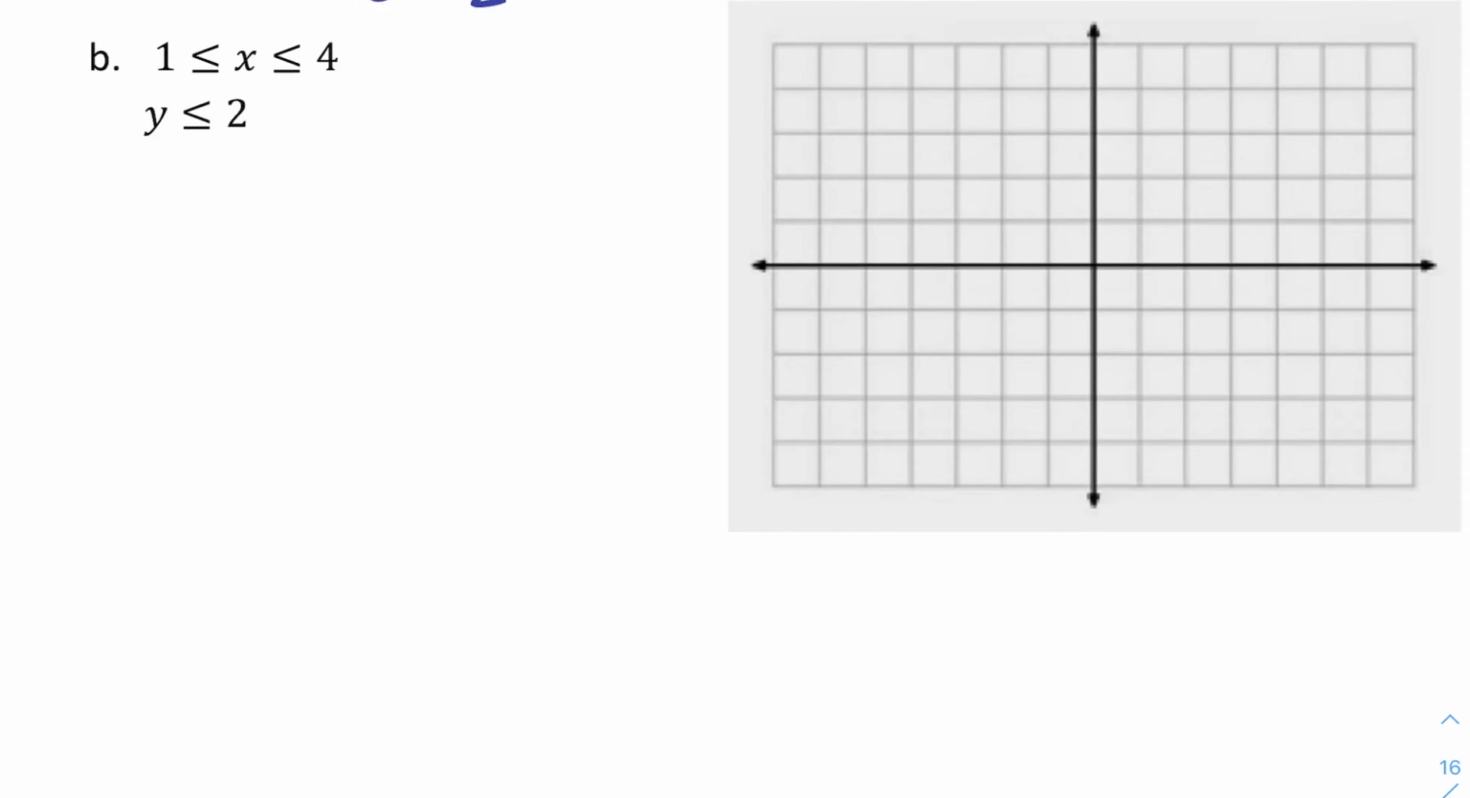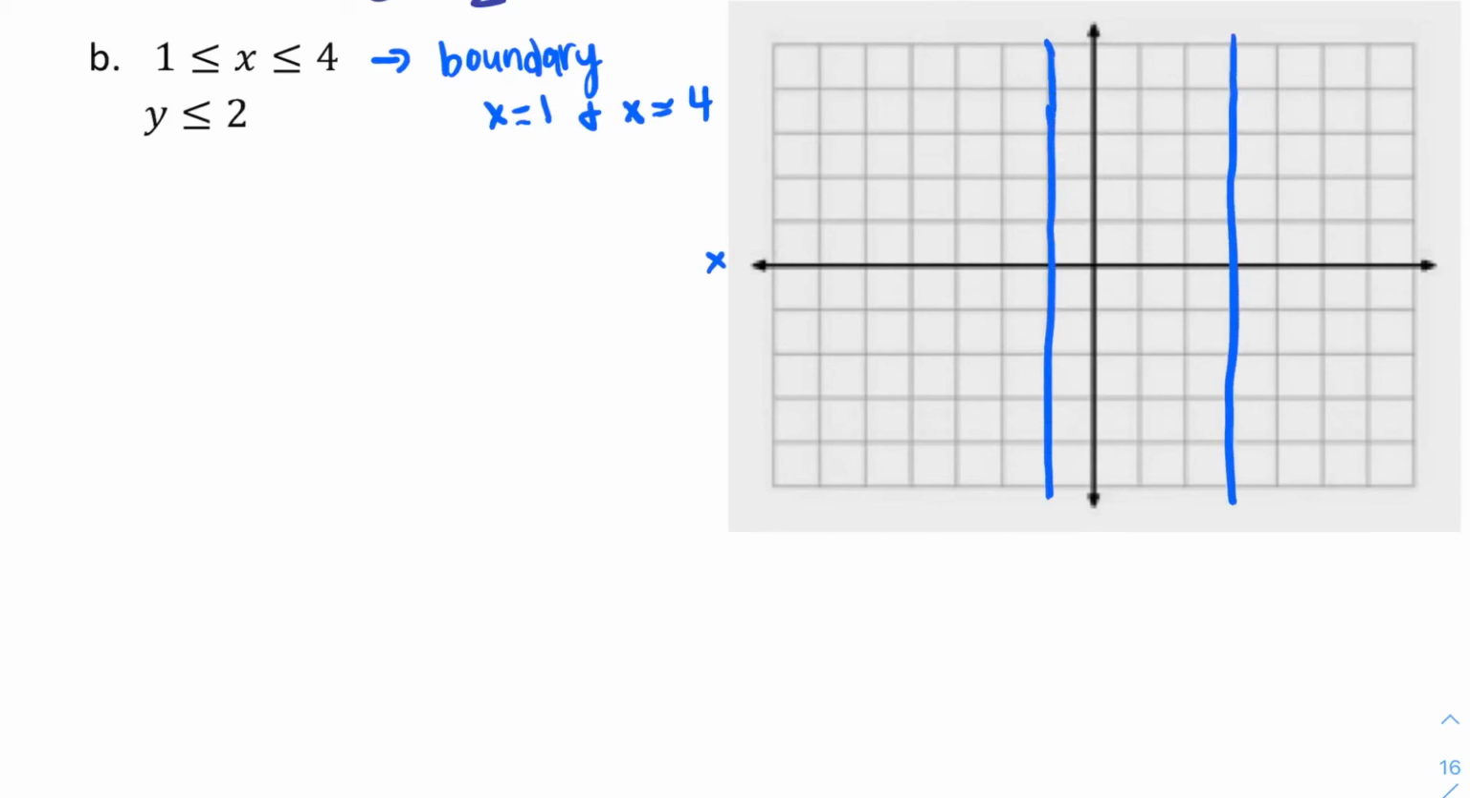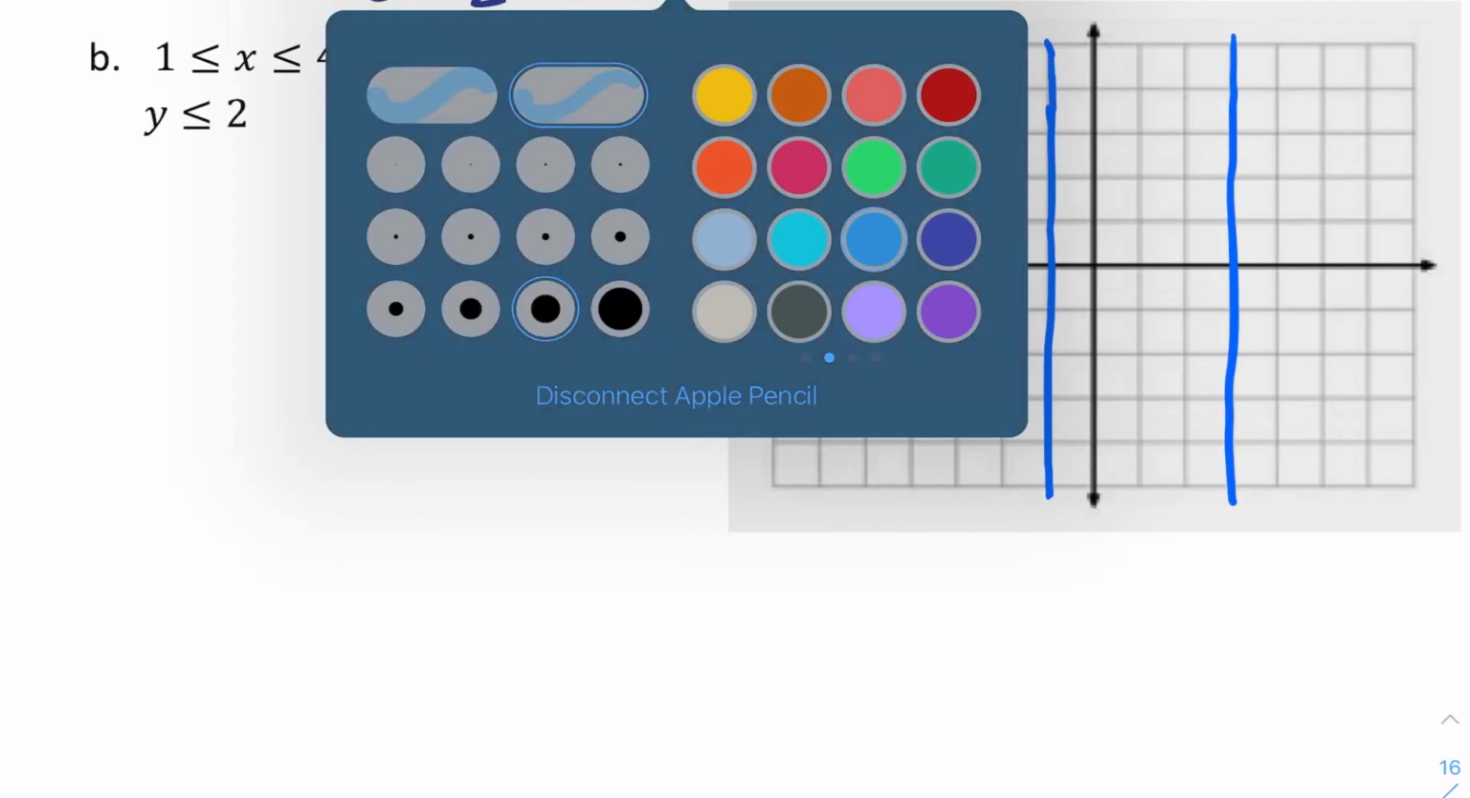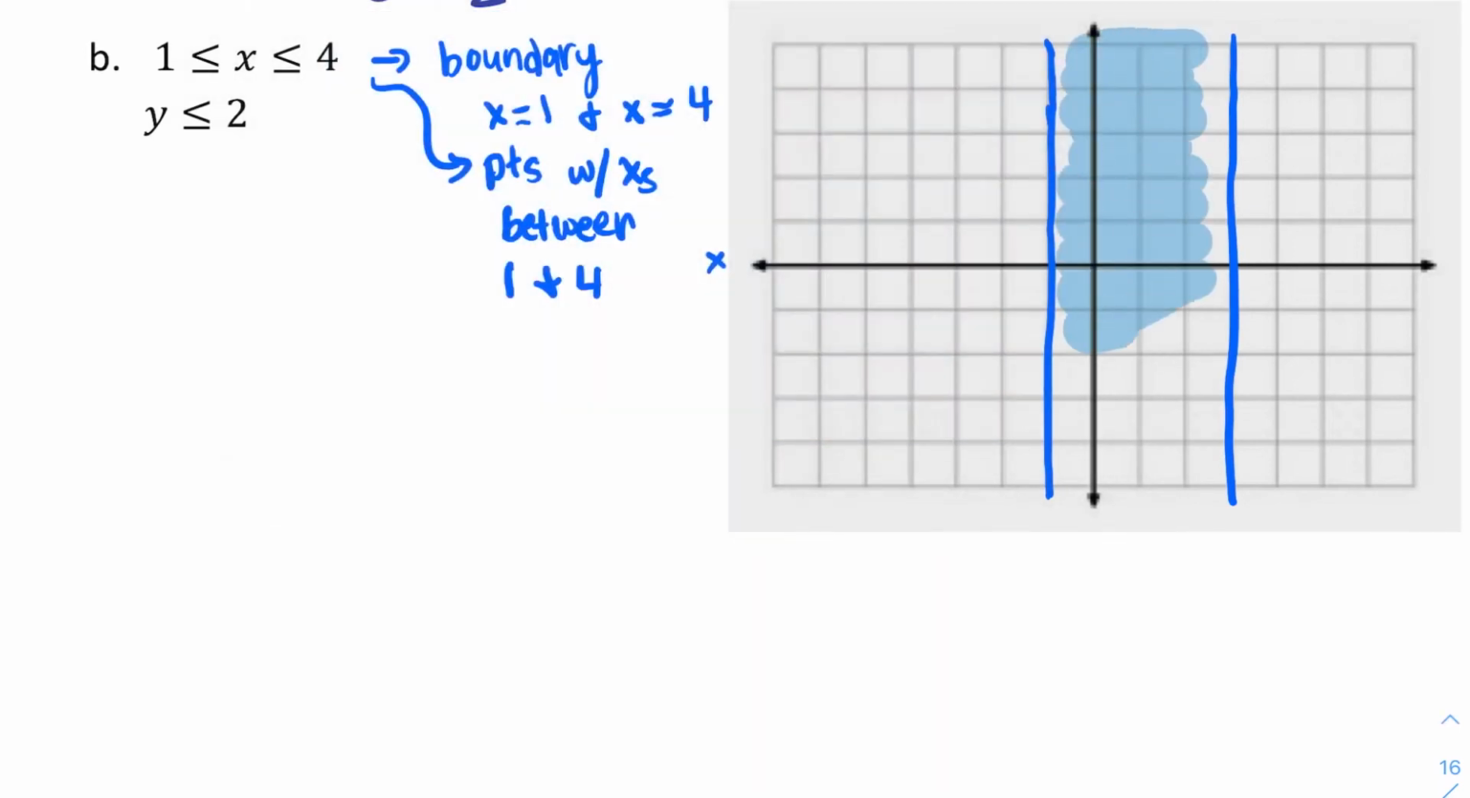Let's look at a couple more. So this one, if you think about it, that first inequality is bounded by vertical lines because it says x is greater than 1 and x is less than 4. So if you think about the points that will work, all the points with x values in between 1 and 4, and including 1 and 4, are solutions, so it's just those vertical lines and all the points in the middle of them.